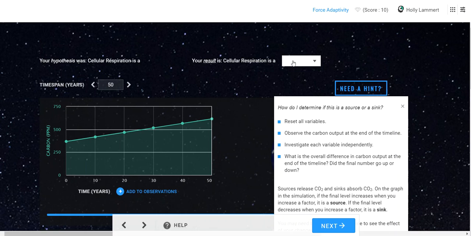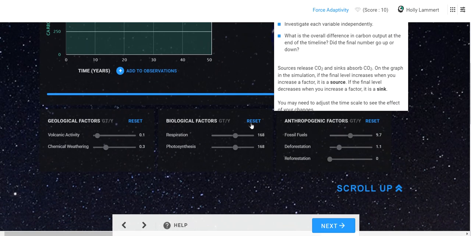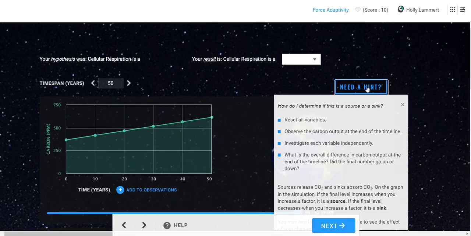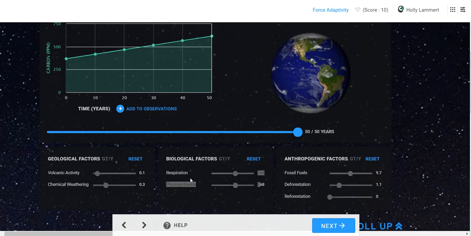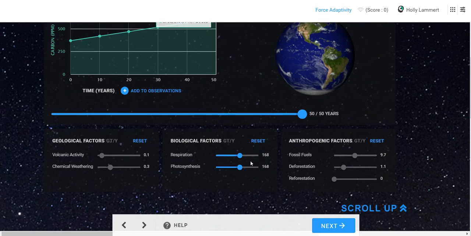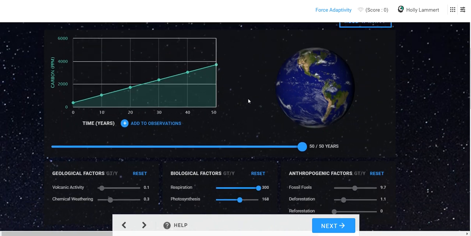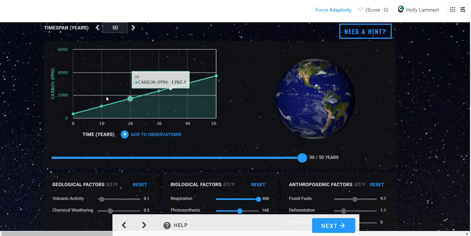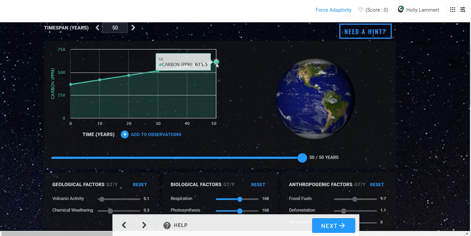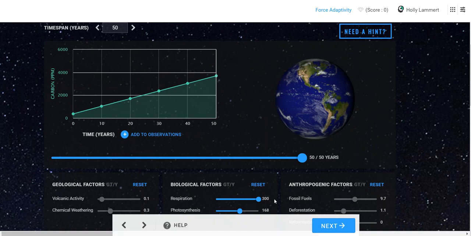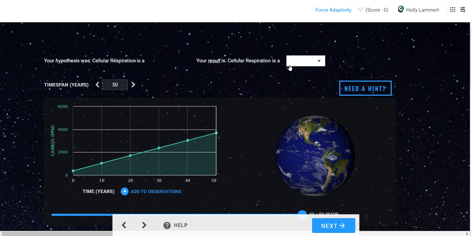Okay, let's look at cellular respiration. So we reset geological factors, and now we're on biologic. So if we increase the respiration, right, so now I want to increase respiration, and I notice that, let's reset. Let's look at our baseline. Oh, baseline's still the same. I increased respiration and it went way up. So cellular respiration is a source.